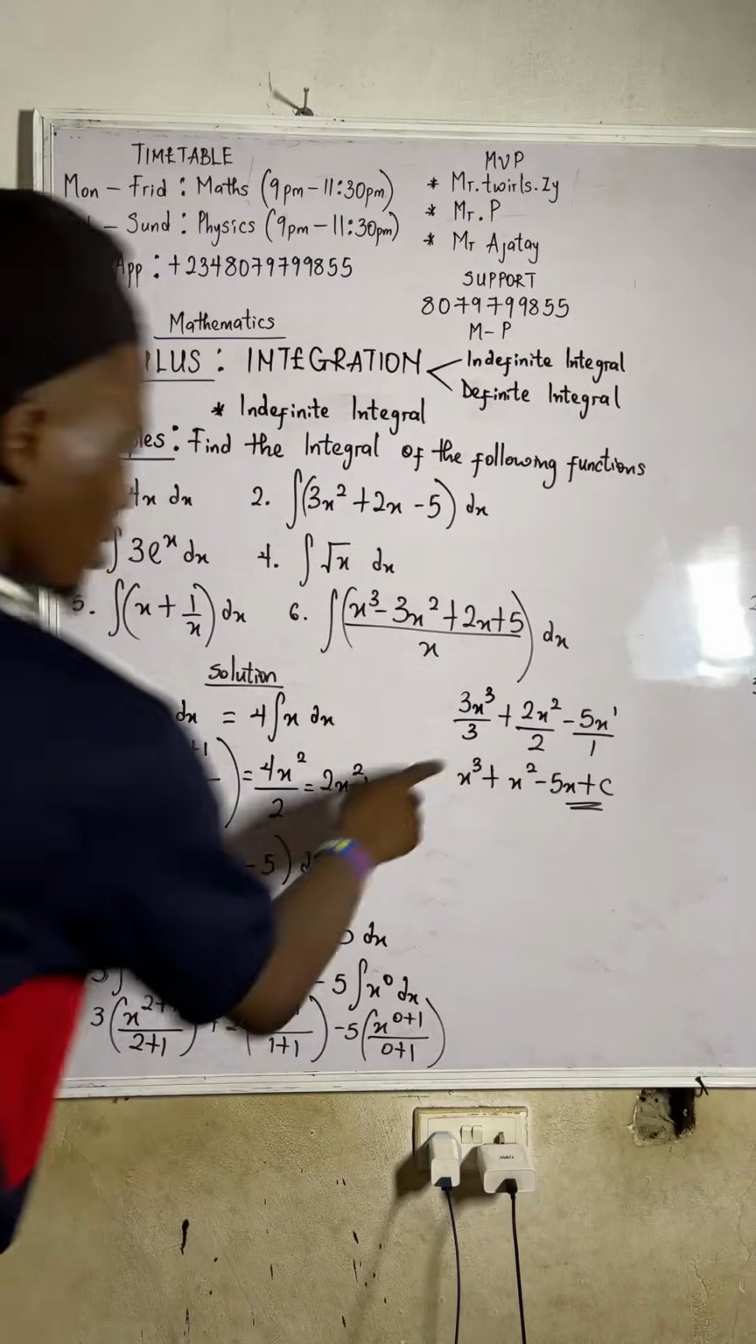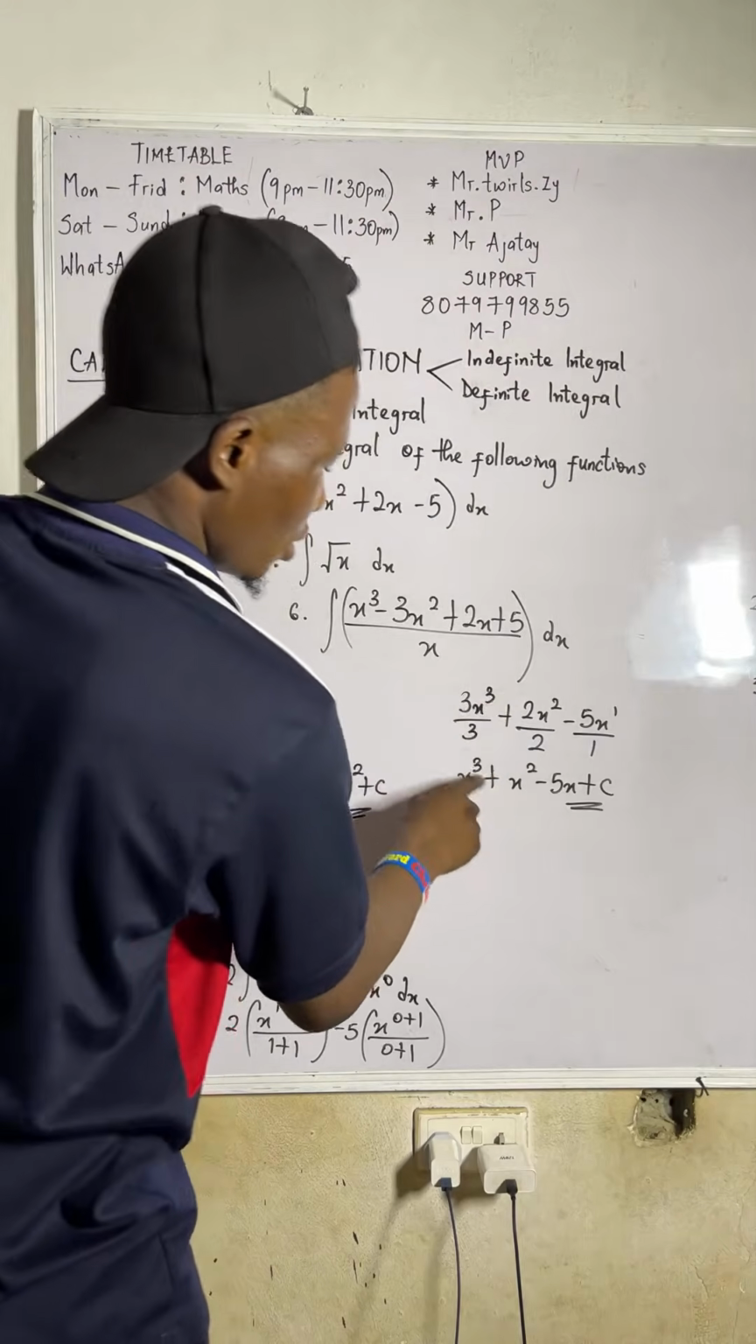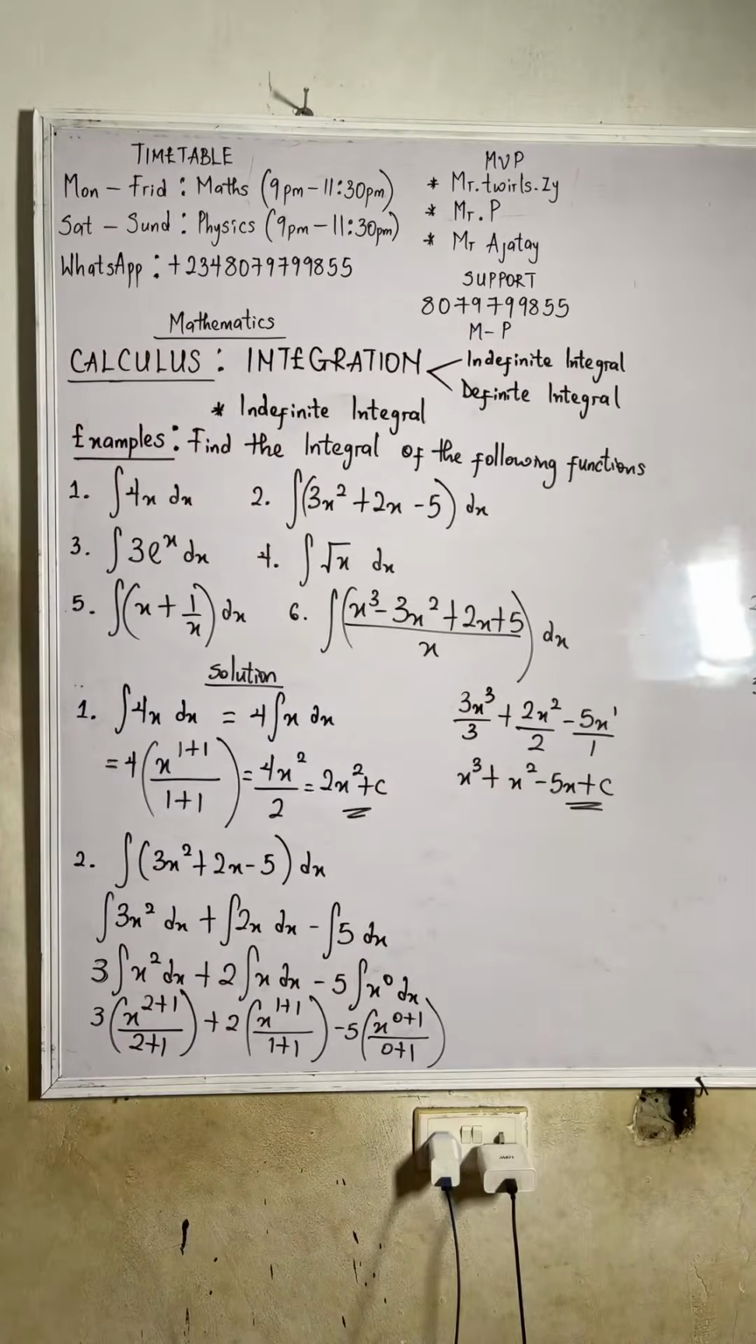And that's the final answer. You know, 3 cancels 3, 2 cancels 2. So that will be x cubed plus x squared minus 5x plus c. Do we get that one? Yes. Do we get it? Are we okay?